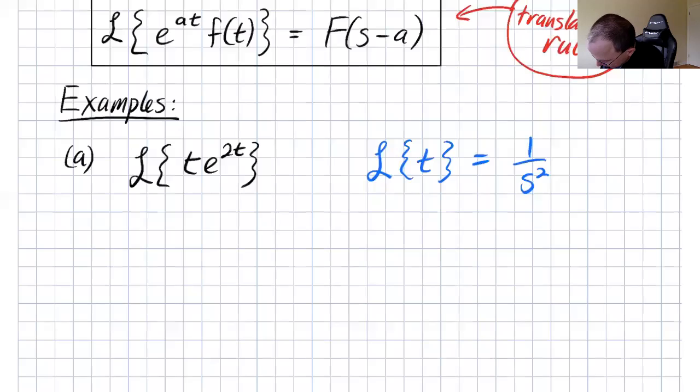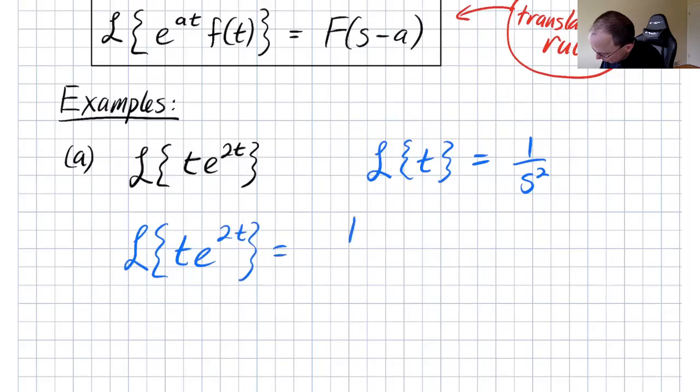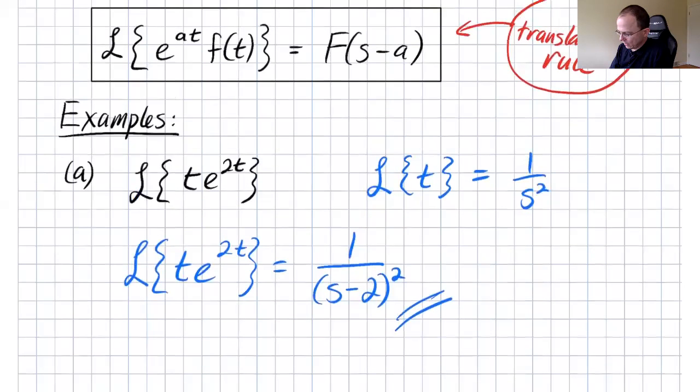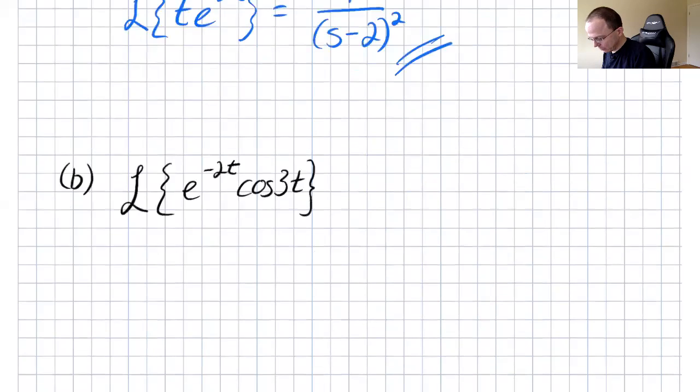So we'll have that the Laplace transform of t e to the 2t is equal to 1 over s minus 2 squared. Okay. So that's how easy it is. That's what this translation rule does for us. So now it allows us to handle more advanced Laplace transforms because of this very simple rule. Okay. So let's do another example.